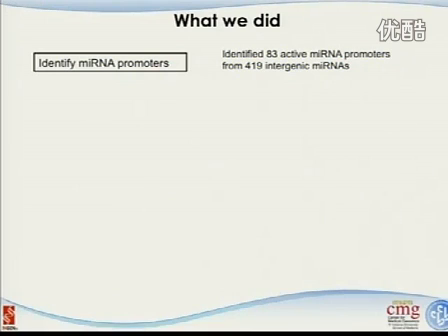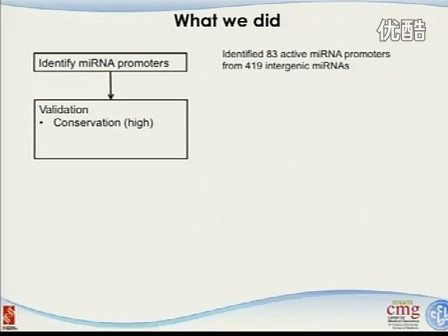But here, we only focus on the intergenic microRNAs, and we found 83 of them where we do see the Pol II enrichment. And then, of course, we need to do some level of validation. The first validation is for the regions we identified: whether they are evolutionarily conserved, and our conclusion is yes.